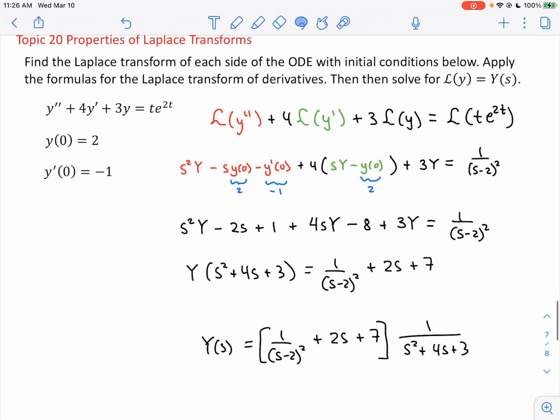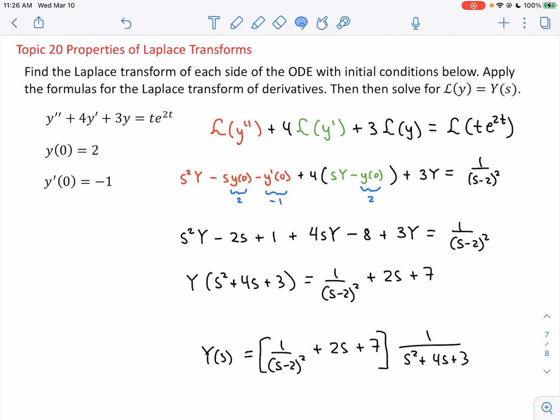All right, and that's where we're going to pause our discussion on properties of Laplace transforms. In the next topic, we will talk about how to do inverse Laplace transforms. And then in the fourth topic of this series, we will put all the pieces together and solve ODEs from start to finish.